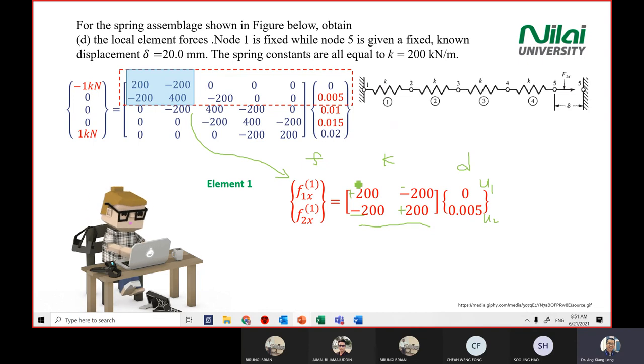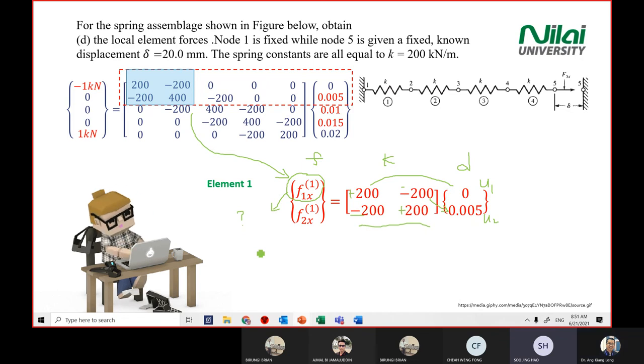Okay, Sue, what is the value for F1x from the slides on the screen? F1x equals 200 times 0 plus negative 200 times 0.005. So what is the answer for this one? Negative one. So the direction will be going left or right? Left. Left, okay, good.